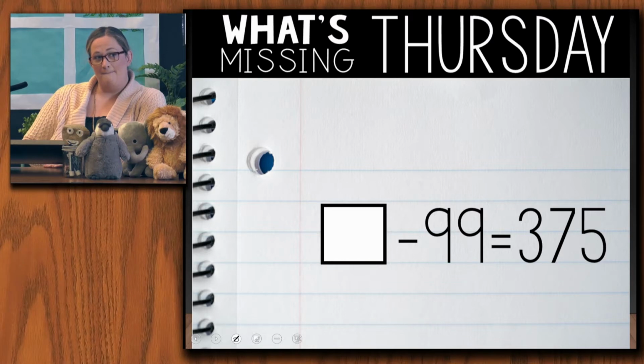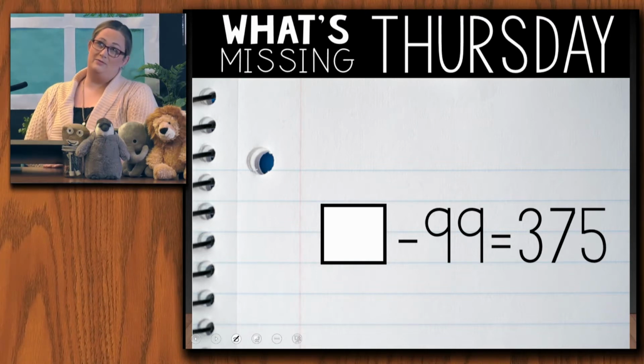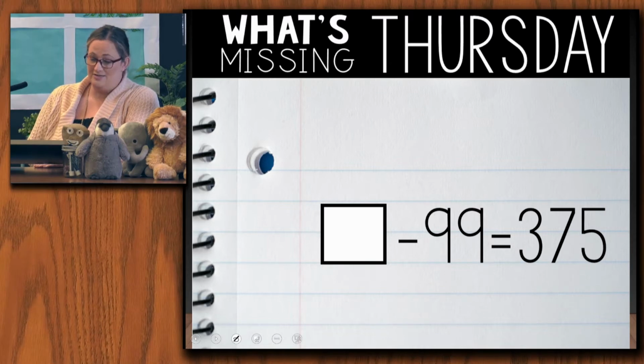What's missing? What are you doing in your head? Tell me. Oh, Rafa, you said 375 plus 25 is 400. But then you got stuck there because you didn't know how many were left in your 99. Okay, so that's not working.